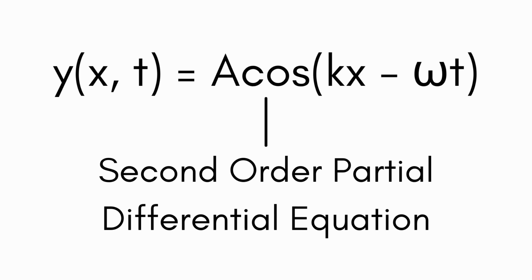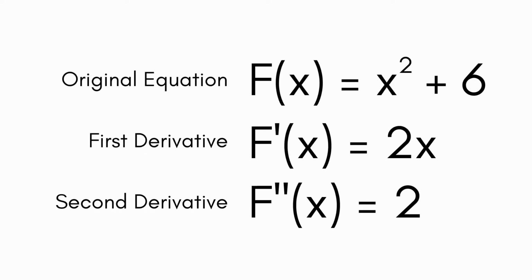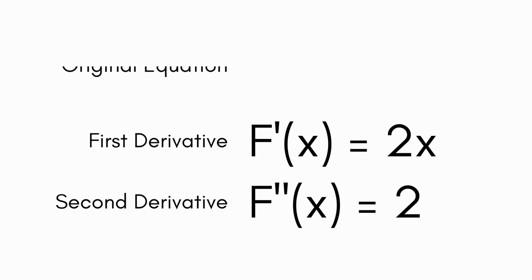Okay, so yung wave equation is a second order partial differential equation. But obviously, none of those words make sense. So let's break it down from here. Second order simply means you've differentiated twice. So nag-d over dx ka twice.